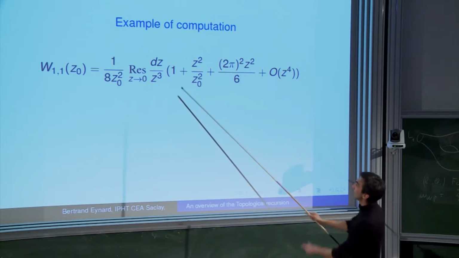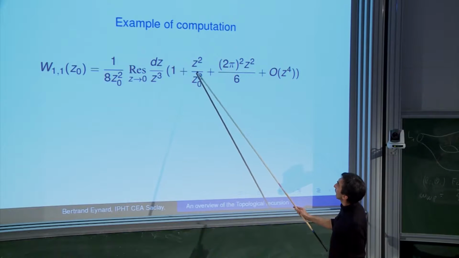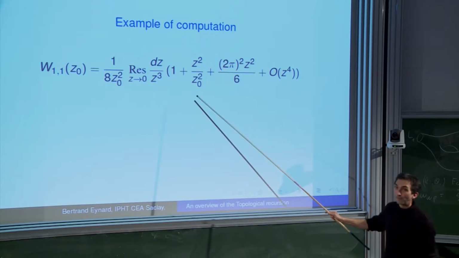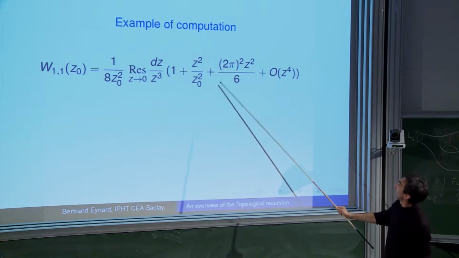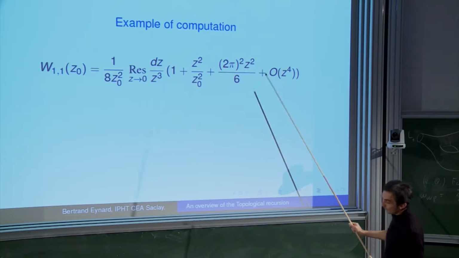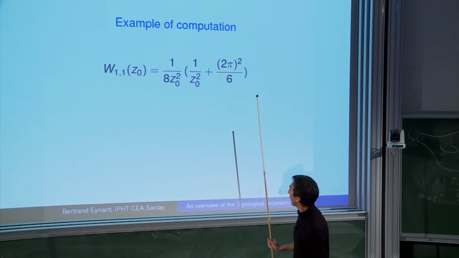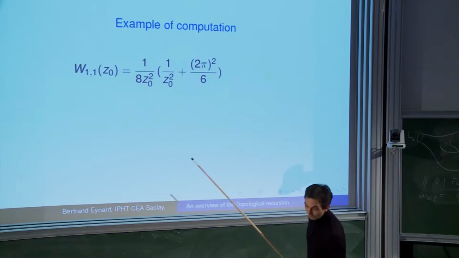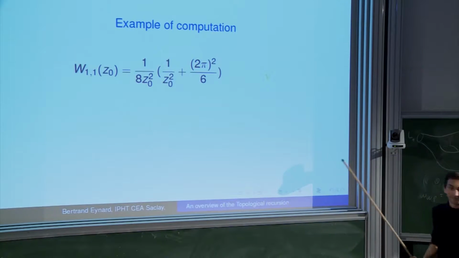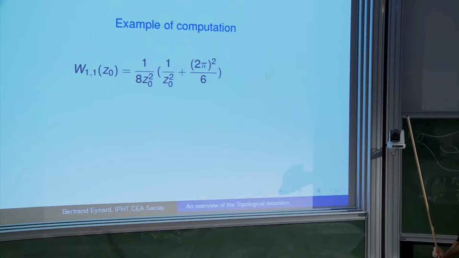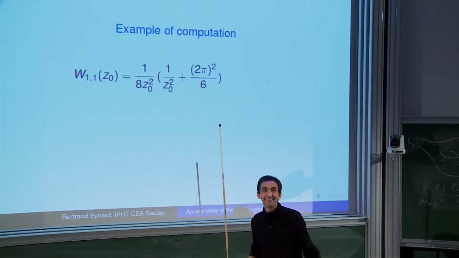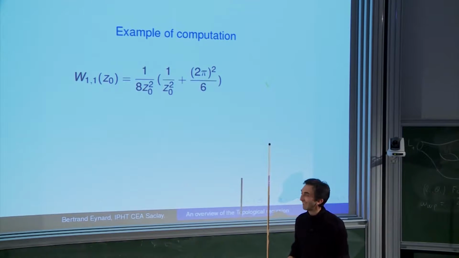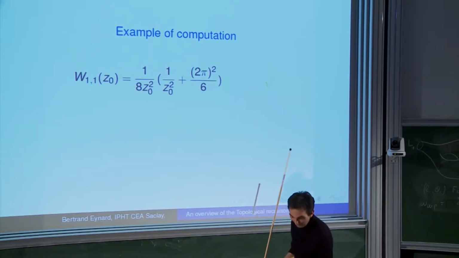And so we have a triple pole, so it just means we need to extract the coefficient of z squared in that sum. So you can read it off. It's extremely easy. It's 1 over z_0 squared plus 2 pi squared over 6. So what you find is just that. And this matches with the known result. But this matches in general. I mean, it has been proved that it's always correct. So why? I would like to understand really. So it works.